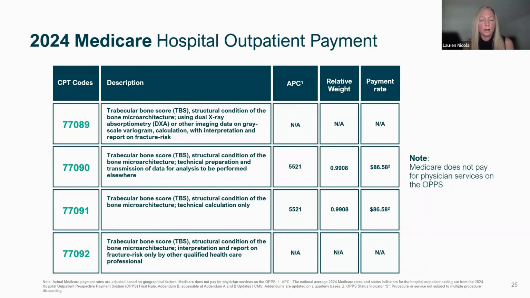So that was for the physician fee schedule. Now the hospital outpatient payment system, so that's for the hospital outpatient department. If you're an outpatient imaging center that's affiliated with a hospital or actually in a hospital, then you would use this fee schedule instead. The 089 doesn't apply because HOPPS doesn't include a physician work component. The 090 and the 091, you can see there the corresponding payments in the HOPPS. $86.58. If there's a HOPD performing the technical part of the TBS, that would be billed by the facility.